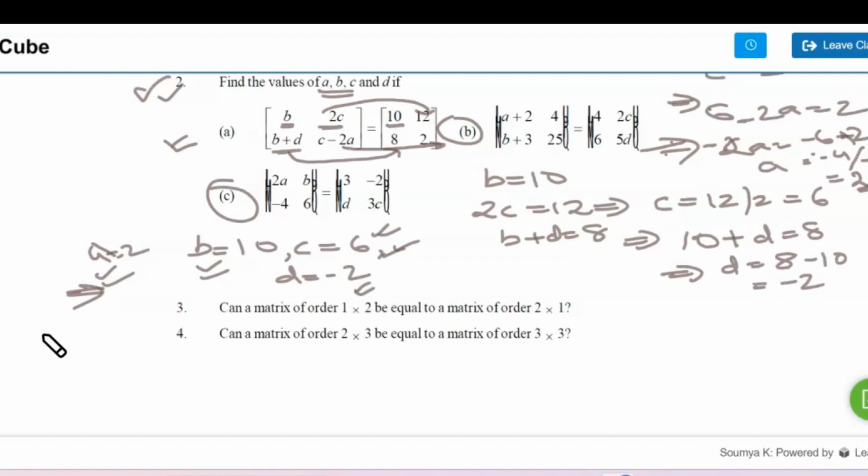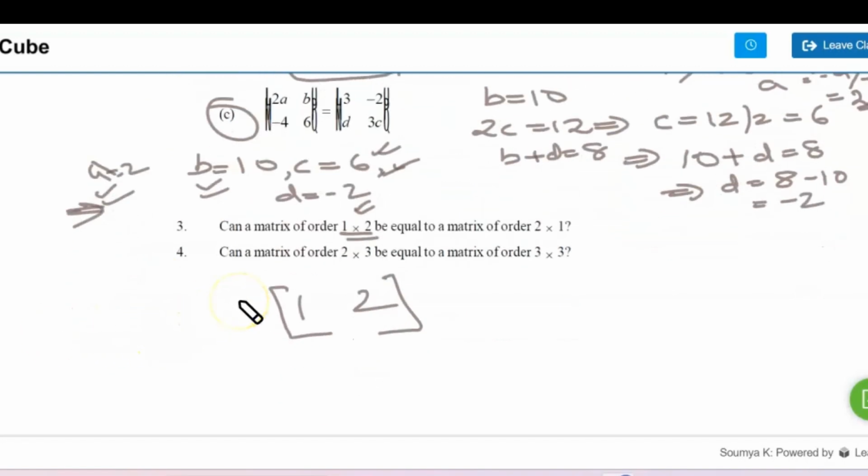Let's see the next question, that is, can a matrix of order 1 by 2 be equal to a matrix of the order 2 by 3? So let's form a 1 by 2 matrix. 1 means row, so 1 row and 2 columns, that is 1 by 2. Okay, let my elements be like this, 1, minus 2. Then again form another matrix of the order 2 by 1. That means you have 2 rows. Okay, let it be 3 and 4.